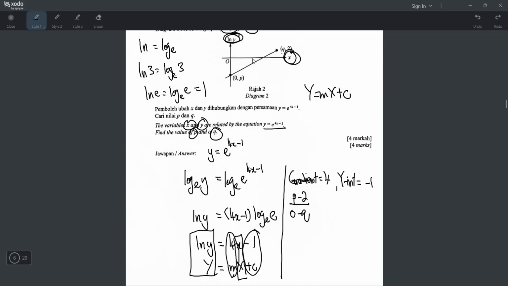But if you take 2 minus p, then you divide q minus 0, but it's the same. Okay, so now we can solve this. P minus 2. 0 minus q is just negative q. And then when you add up, it becomes negative 4q like this. Okay, we are stuck here because we've got 2 unknowns, p and q.